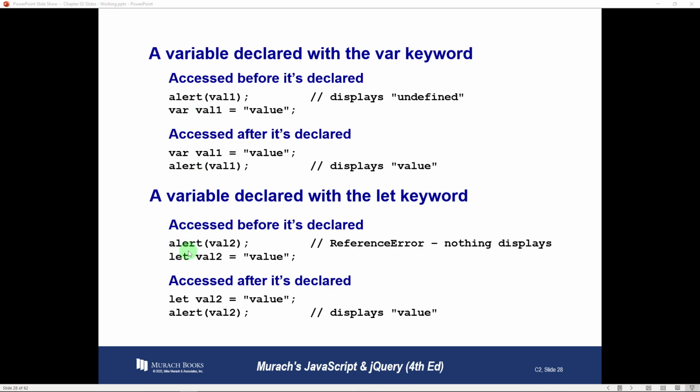Down here, it doesn't let us do it. It actually gives us an error so that we know and we can fix it and we don't have a bug in our code. The proper way to do it is to declare the variable and then use it however we want to use it. In this case, we're displaying it with an alert. So this is a good example of why you should use let and not var for your variables.